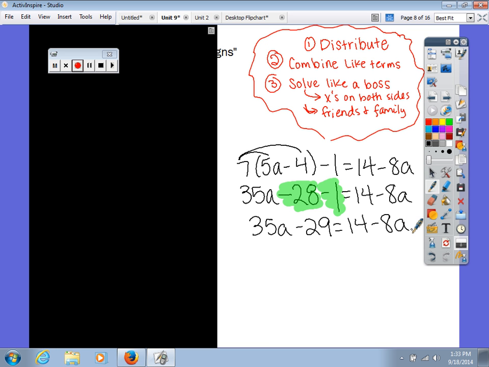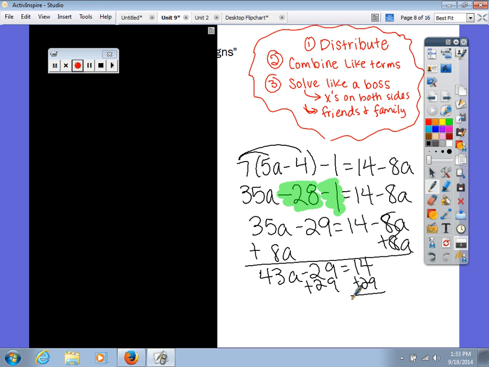And then step 3, solve the equation like a boss. So which one's smallest, 35a or negative 8a? Negative 8a. So I'm going to add 8a. And then I'm going to have, that will give me 43a minus 29 equals 14. Friends and family, your friends leave first. So add 29. So 43a equals 43. And then divide by 43. And our answer should be a equals 1.